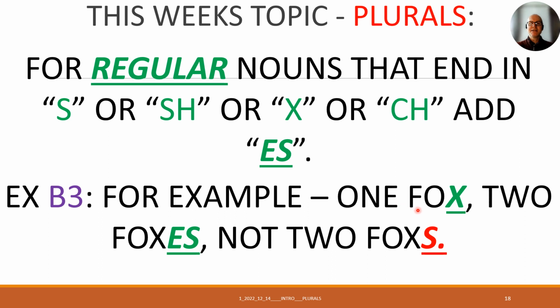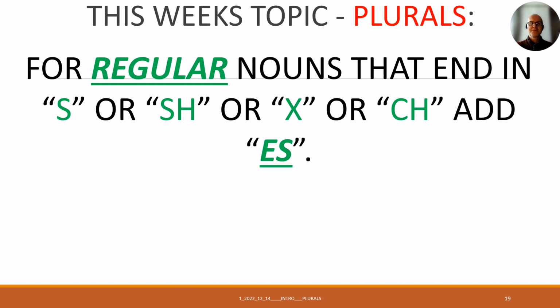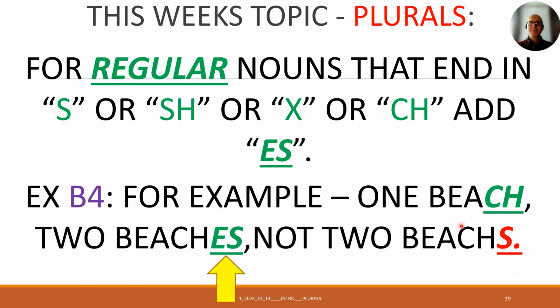With the X at the end, one fox, two foxes. You don't just put an S at the end of fox. Beach ends with the CH. You put the ES at the end of beach. One beach, two beaches. It's not just an S at the end of beach.